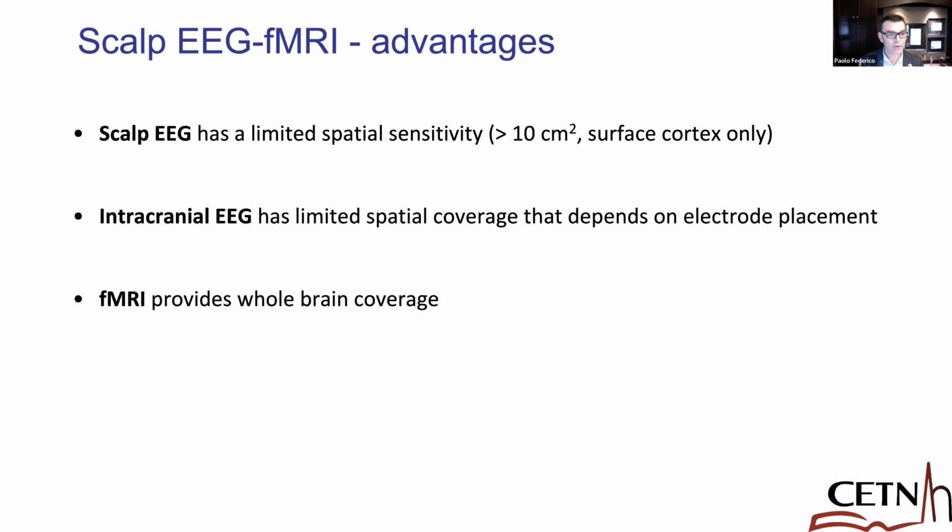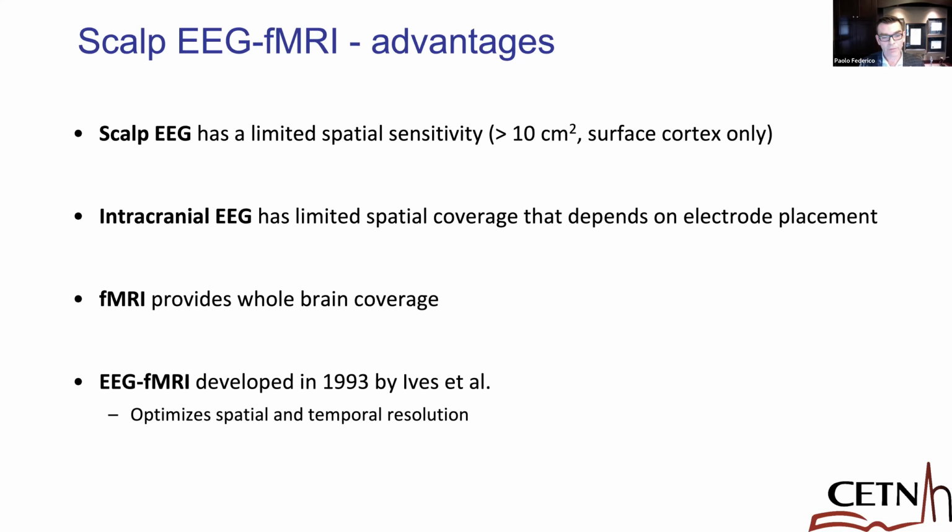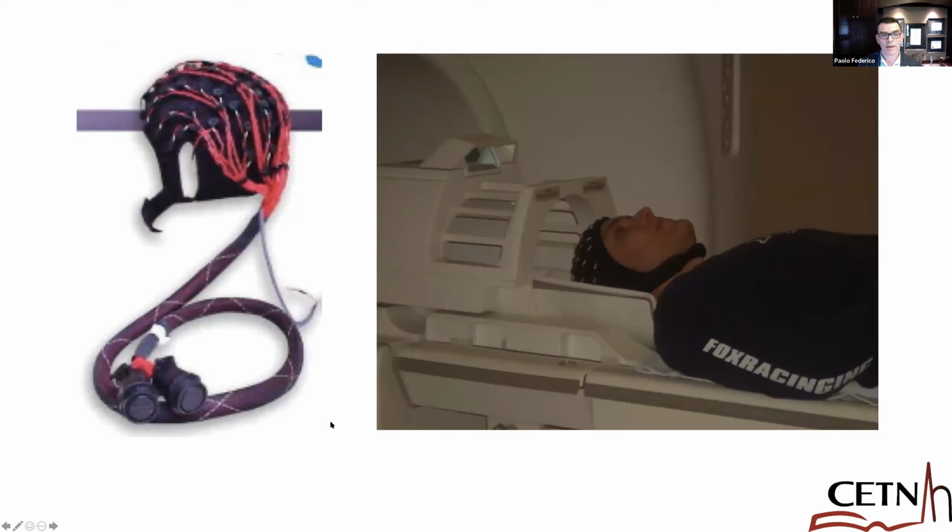fMRI provides whole brain coverage, and EEG fMRI was actually first developed here in Canada, in London, Ontario, by Ives. It offers the advantage of the great spatial resolution of fMRI and the excellent temporal resolution of EEG. And here's an example of an EEG fMRI cap that we use in our center. It's commercially available. It's basically a 64-channel cap made of non-ferromagnetic materials. The patient has a cap placed on their head, and they're put in the bore of the scanner, and they're asked to lie quietly, fall asleep, while EEG is recorded during the acquisition of fMRI images.